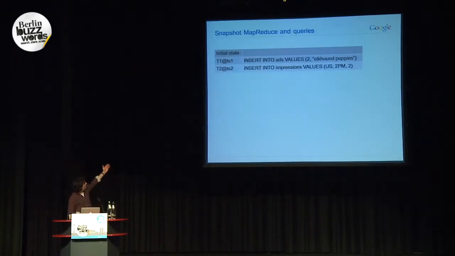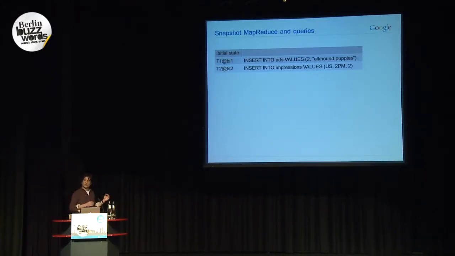Here's what that might look like. The state of the database progressing as time goes down. There was nothing, then somebody created the puppies ad, then somebody recorded the impressions. And note, these are 2 different partitions. They're stored in different sets of replicas, potentially different data centers, potentially different continents, and so on.